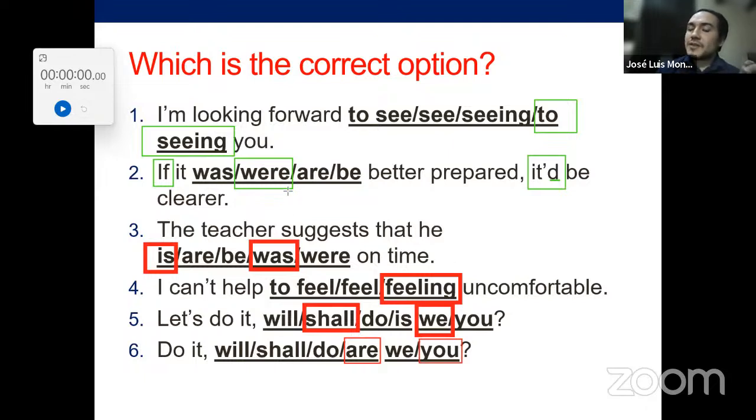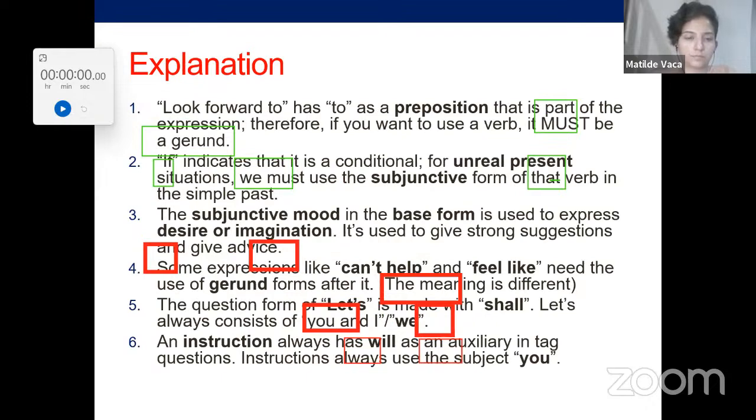Let's keep working. The third one is actually really interesting. It's very confusing, and it's because it's advanced grammar. All right, in number three, because it can be correct, as you were saying, with is or was in a certain way. But one more time, grammatically speaking, actually it is none of those options. All right, so let's go to the next part. And let's read please number three. The subjunctive mood in the base form is used to express desire or imagination. It is used to give strong suggestions and give advice.